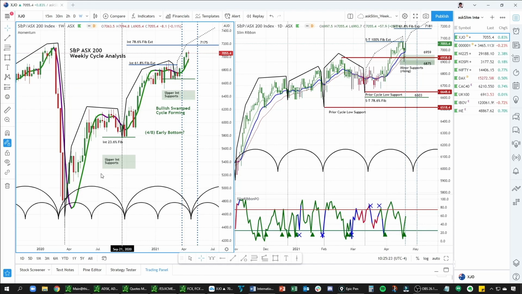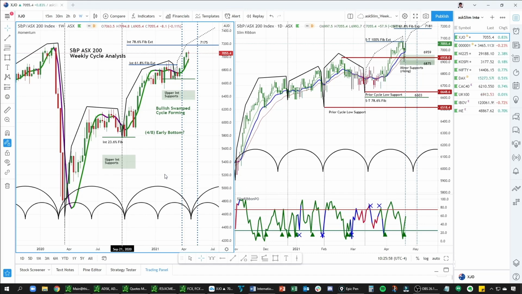We also have our intermediate term cycles here at the bottom. These are all manually drawn on all of our charts, and they're simply a way for us to visualize the money flow patterns. On the daily chart, we have our slim ribbon, which is our primary indicator for the daily momentum, and we also have our daily cycles to see the shorter term money flow patterns. And lastly, we have our slim ribbon PO, which is a proprietary indicator, and it provides our momentum continuation signals.